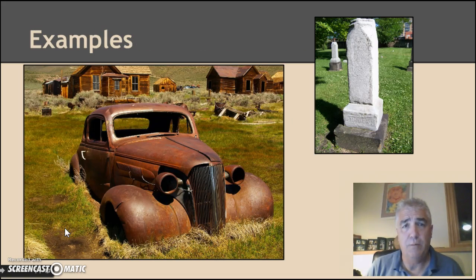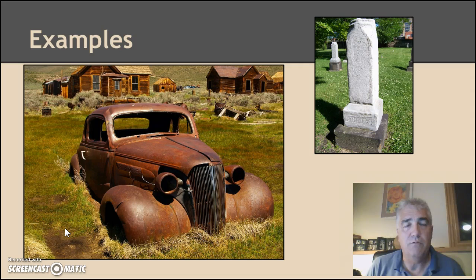Now on this screen I've got a couple examples. The one on the left is kind of obvious. This is definitely an old car that's been left outside in the environment for many, many years. The iron in the car has reacted with the oxygen in the atmosphere. Water will help that process along. What's happened is basically the car is weathering in the environment. It's chemical weathering, and it's breaking down that iron in the car into smaller pieces.